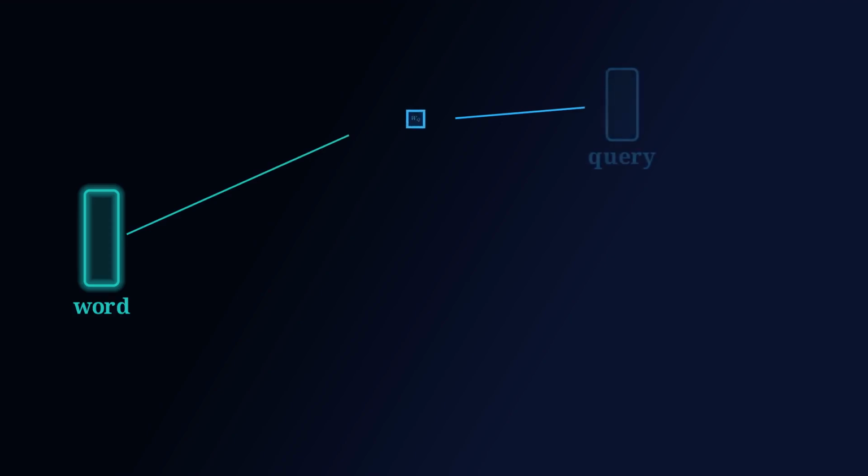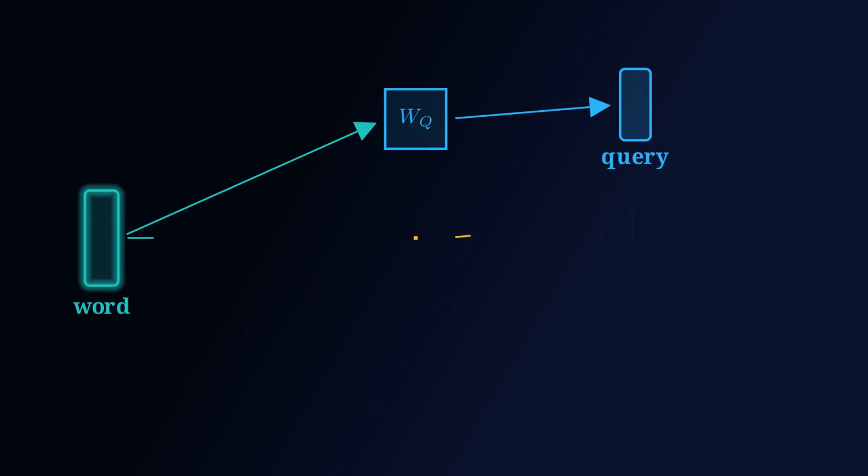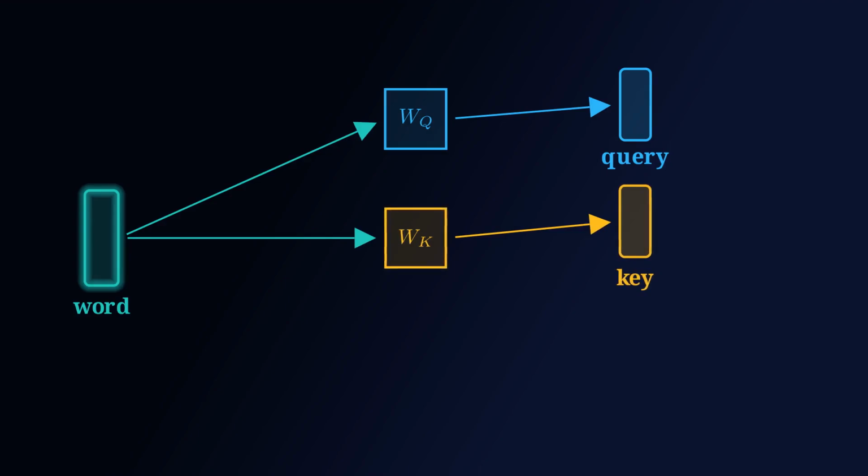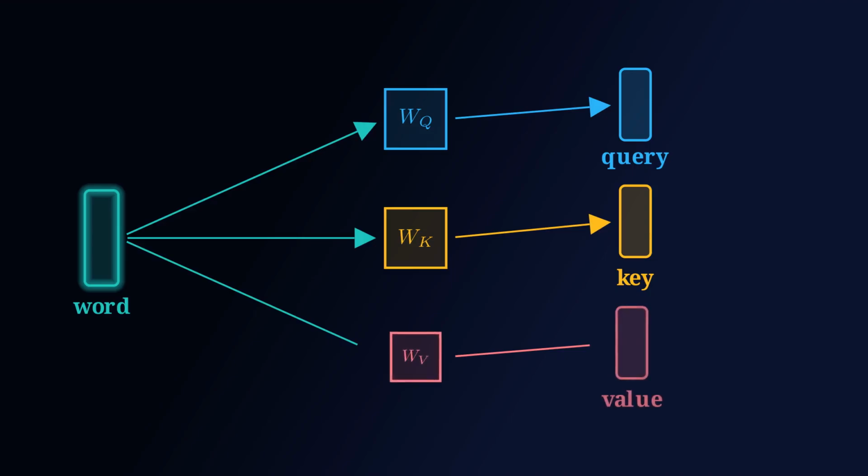Each of these 3 comes from multiplying the word vector by its own matrix of learned numbers. 3 matrices, 3 projections. During training, the model tunes these matrices until the shadows point in genuinely useful directions. For now, just hold on to the picture. Every word becomes a query, a key, and a value.